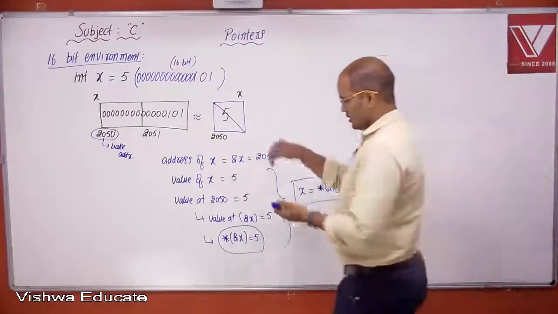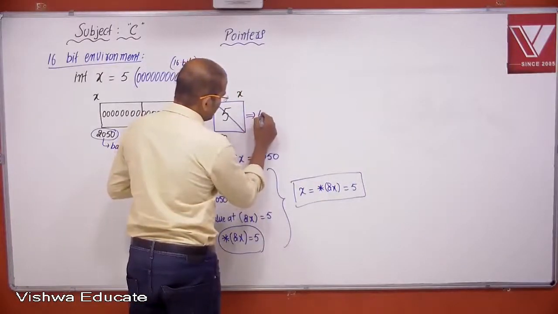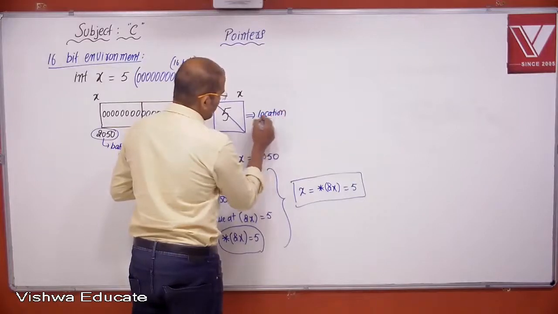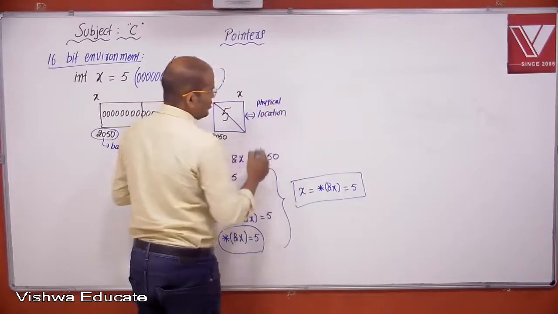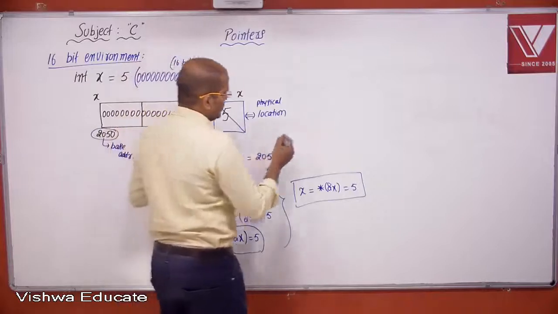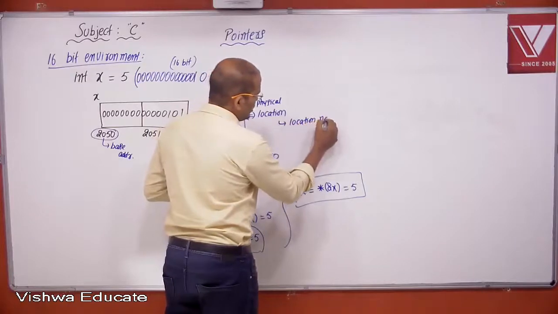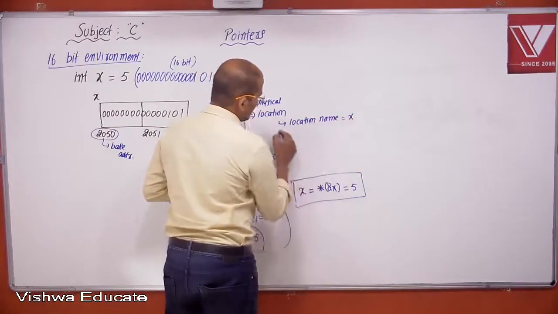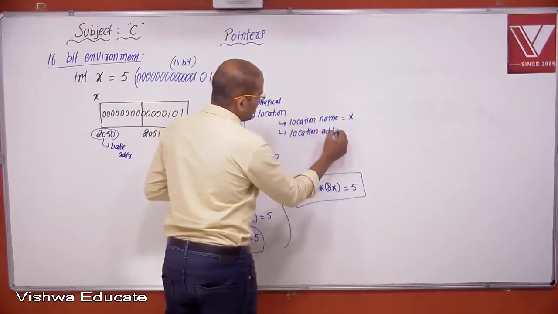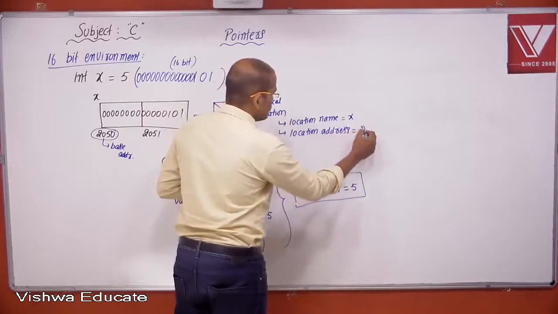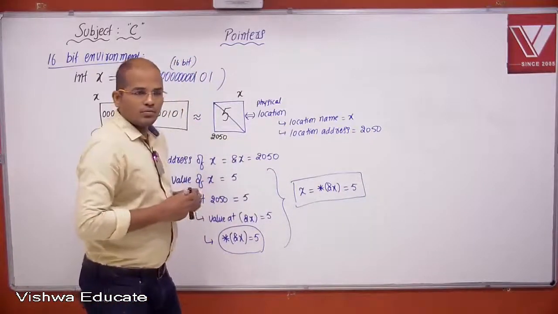So in this story, this is my location, my physical location. Location name is x, location address is 2050.